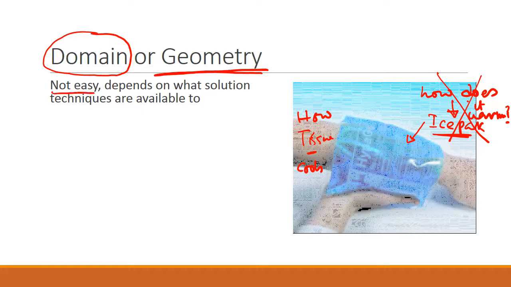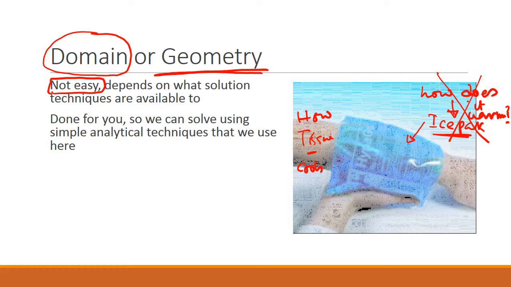It's not easy. For most of the problems that you will do in this class and other junior level engineering science classes, this problem formulation has been done for you. The trouble is to decide on this geometry and see where we will have simple analytical solutions that we'll be able to use.